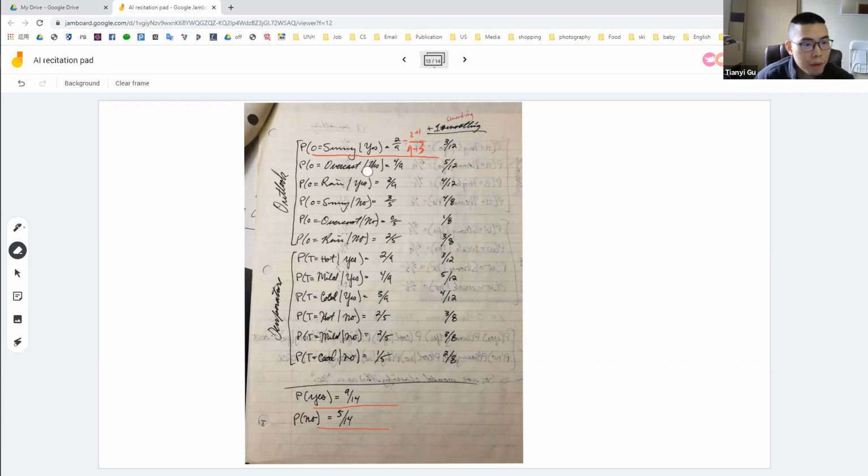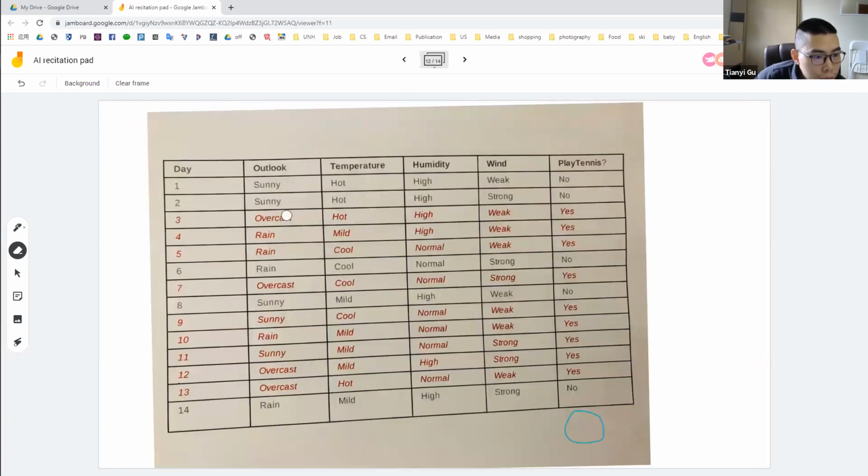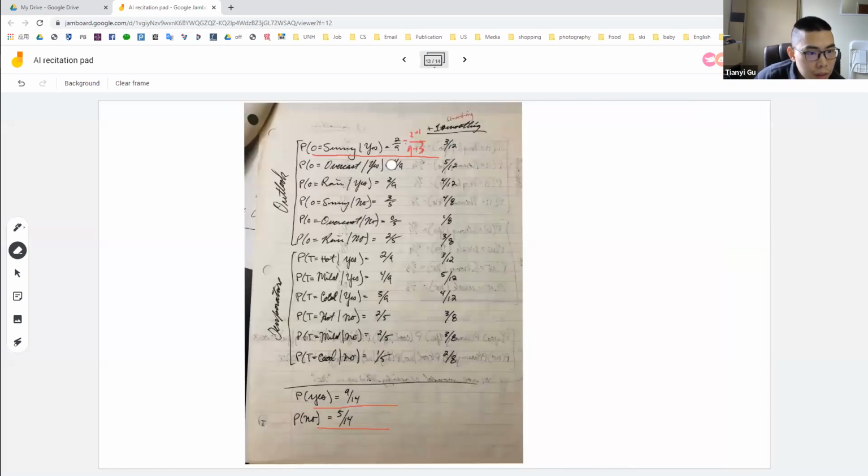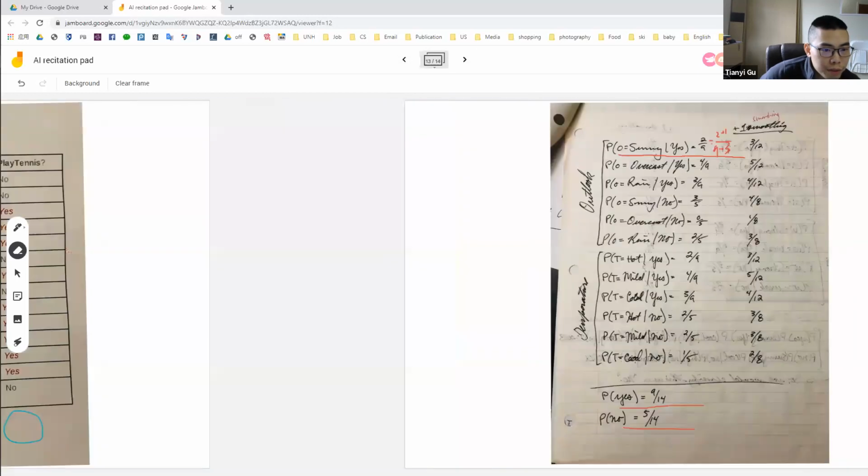So then the same thing, we count how many overcasts we see in yes. So that's 1, 2, 3, 4. 4 overcasts we see in yes. And then using the +1 smoothing, we see it 5 times over 12. And then we do the same thing. We count all the values for all the yes, and then we count all the values for all the no's. And then we do the same thing for the second feature, which is temperature.